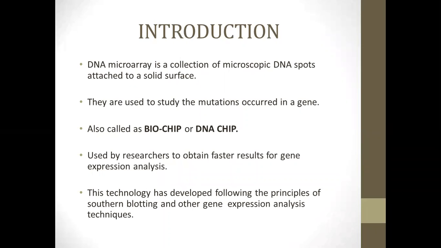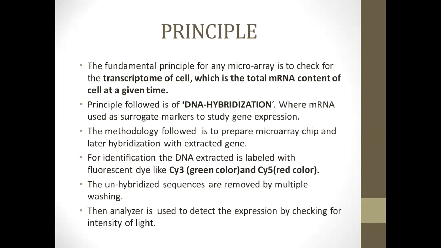Introduction. DNA microarray is a collection of microchips or DNA spots attached to a solid surface. They are used to study mutations. They are also called biochip or DNA chip, used by researchers to obtain faster results for gene expression analysis. If you have a sequence of DNA which has to be analyzed in a faster, more efficient way, your results can be obtained with the help of a biochip.